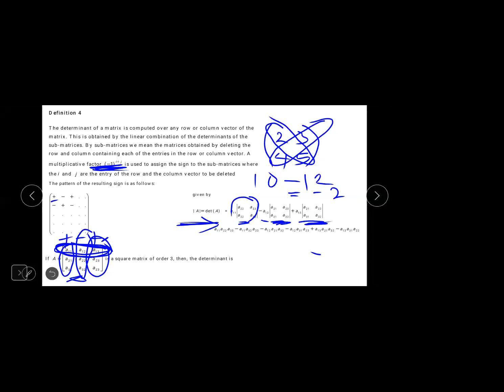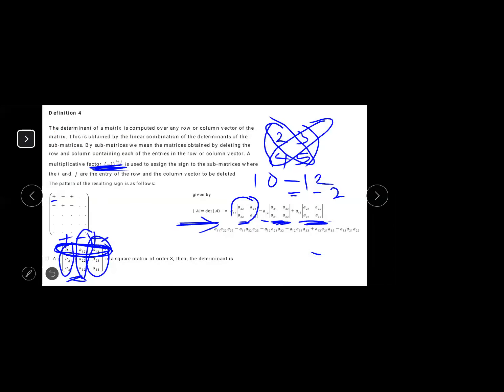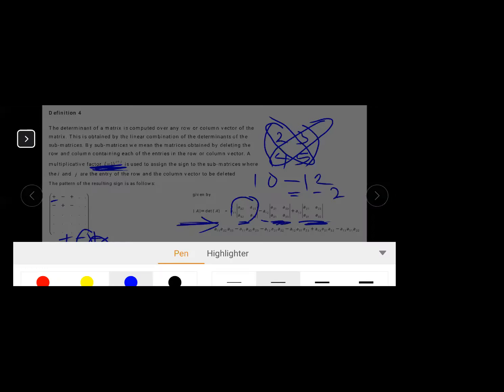So let's pick an example. Can I clean the board? Okay, I can't see. So let me move on.